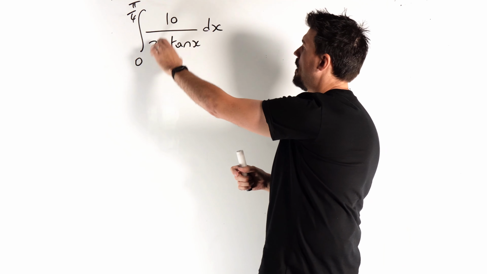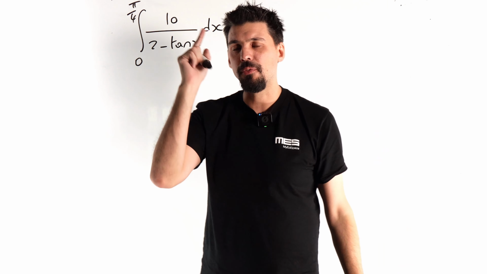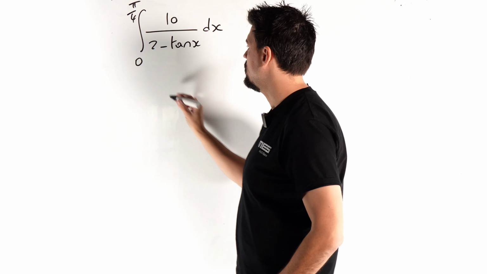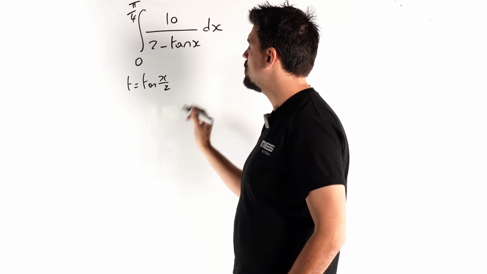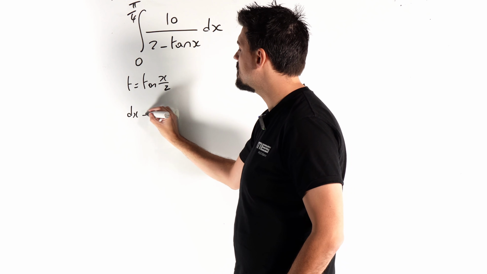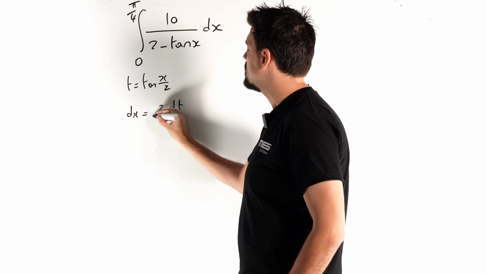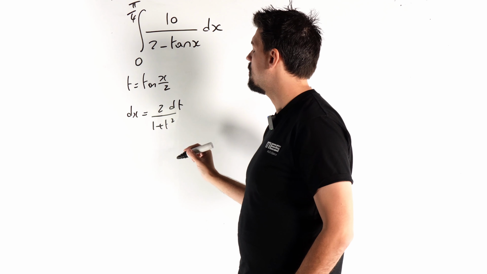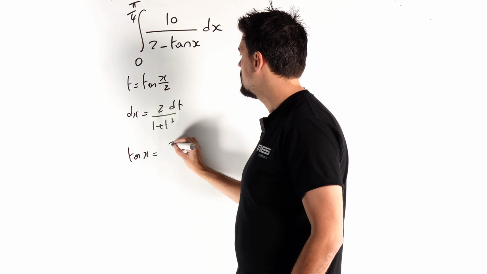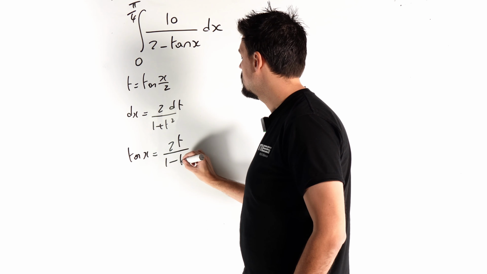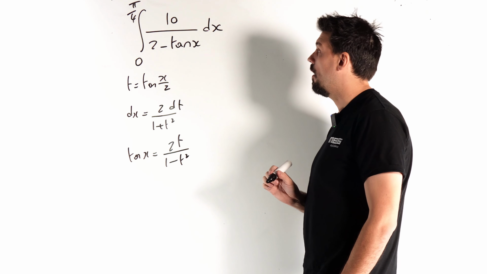Well, I've got this weird 2 minus tan x. I'm going for the Weierstrass or the t substitution. So that is t is tan of x over 2. Now, this does give me these identities, which we can derive, but that is not the point of today. And tan x is 2t over 1 minus t squared.